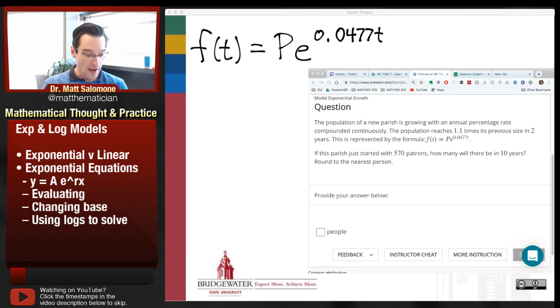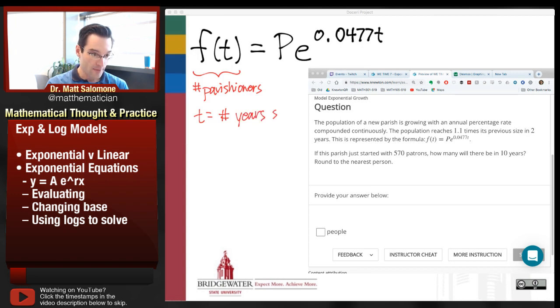And here, this is a good practice by the way, let's write down the meaning of all of our quantities. F of t is the number of parishioners. T is the number of years since the parish was started.